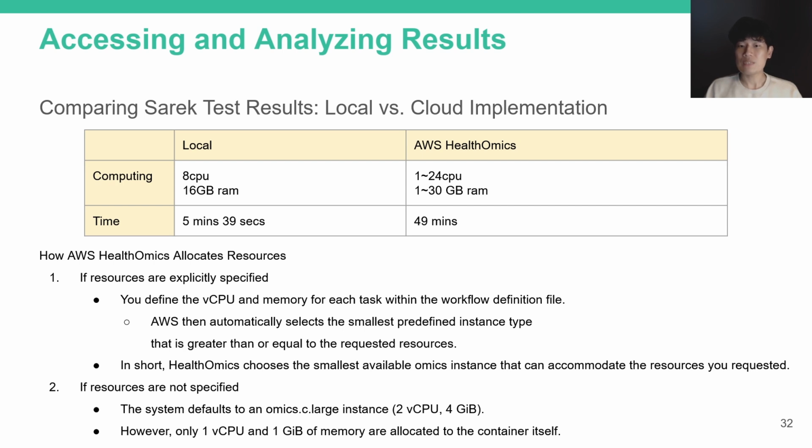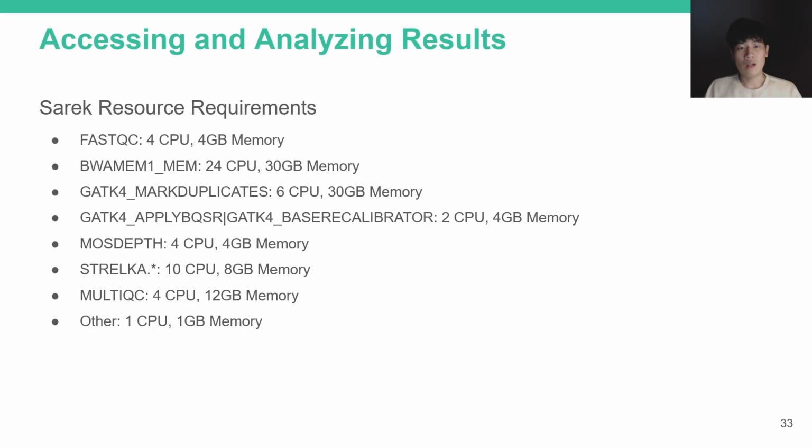Basically, if you specify compute resources for each task in the workflow, AWS will choose an instance type to satisfy that requirement. But if your workflow doesn't define the specs, then AWS will choose the smallest computing resources to do the task. These are the resource requirements of the task from Sarek.